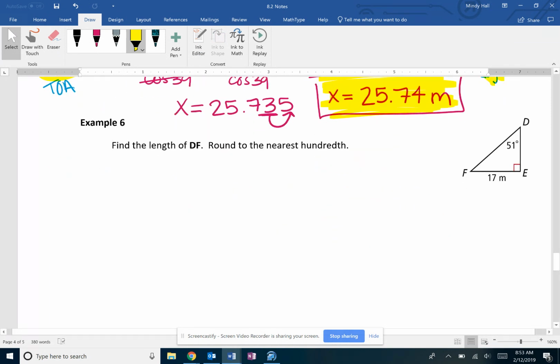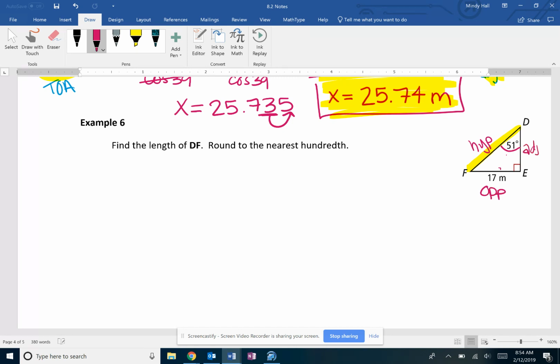Our next one, we're going to find the length of DF. So looking at this, we have DF right here, and we are looking at this 51 degrees. DF is actually my hypotenuse because it's opposite of the 90-degree angle. And if I'm looking at this 51 degrees, the opposite side would be 17, and the adjacent side would be DE, which we don't know.